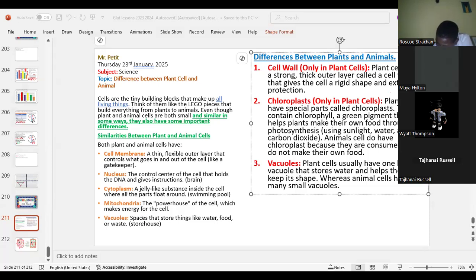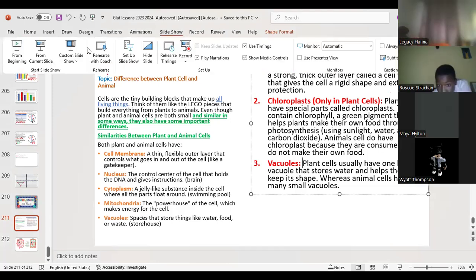No. What do we know about the vacuole? Animal cells have vacuoles too, but what's the difference between the plant vacuole and animal vacuole? Because the plant cell, they have a large one, and animal cells have small vacuoles.